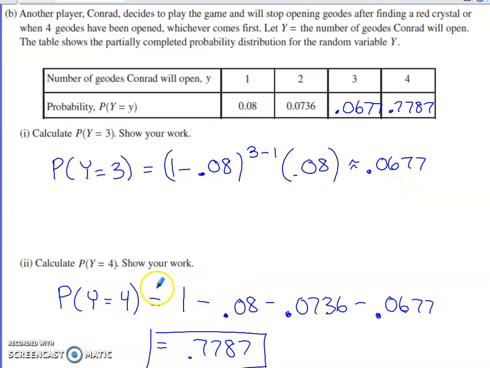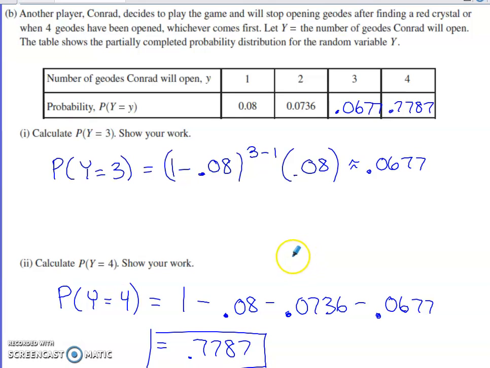And then we're asked to also find the probability that y is equal to 4. Now, this is not going to be done with a geometric calculation. The reason why is indicated by the process that's detailed up here. If he does not get a red crystal by the time he opens that 4th geode, he's done, he's turning off the game, he's not coming back till the next day. So the sum of all of these probabilities across this bottom row has to be 1, right?